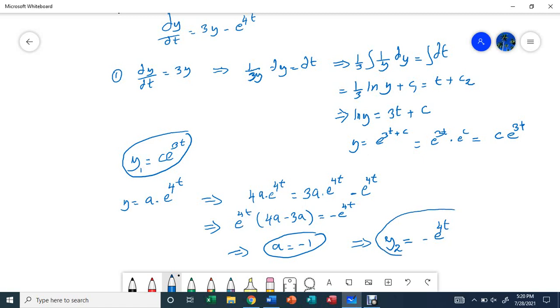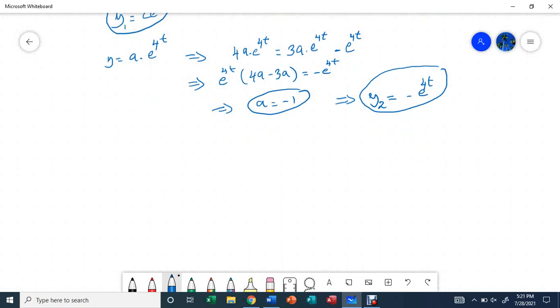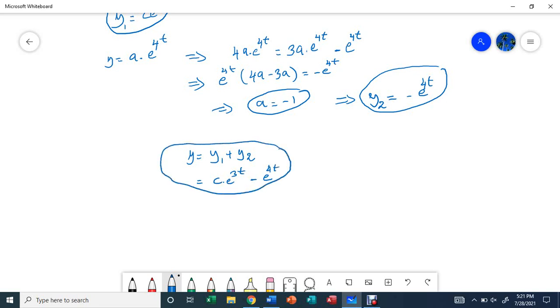And I'm done now. I have y1 and y2. So the general solution to my equation will be y equals y1 plus y2, which is C times e to the 3t minus e to the 4t. And that's the general solution to that equation.